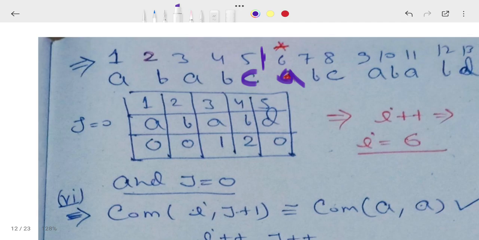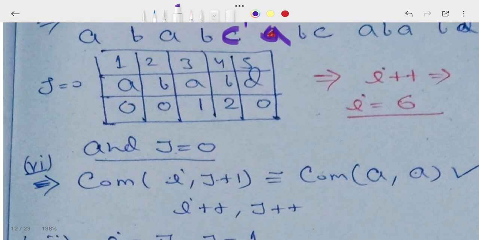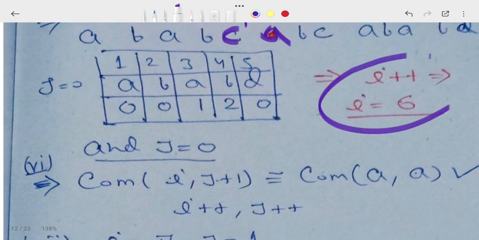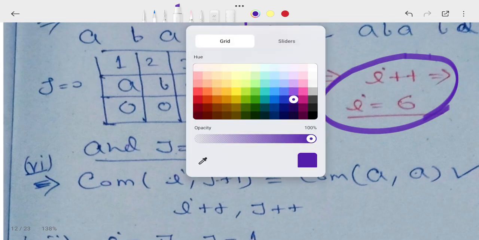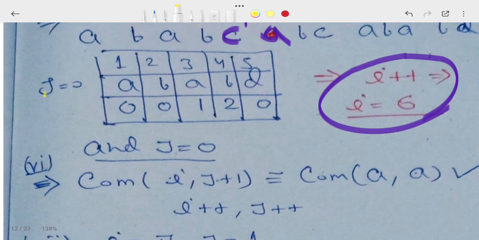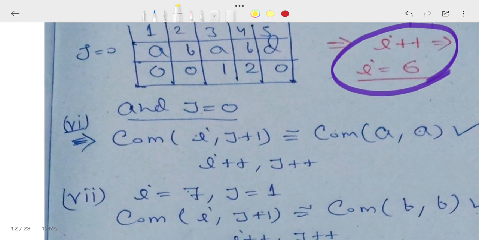Okay, so now j is pointing at 6. Now j is equal to 6, and i is equal to 6. Now I will compare, and j is equal to 0. You already know j is equal to 0. This happened because i reached the end position of the front part of my pattern. So j is equal to 0, and I am comparing again i and j plus 1.